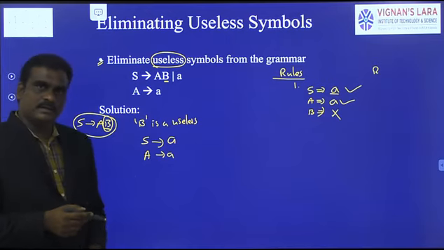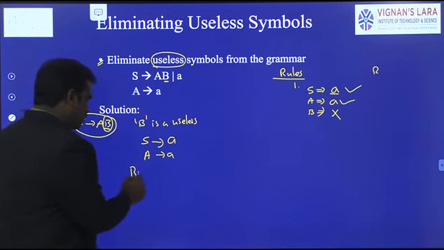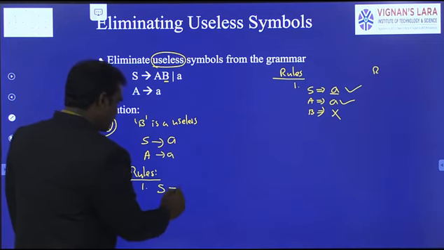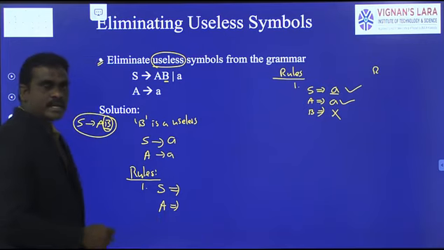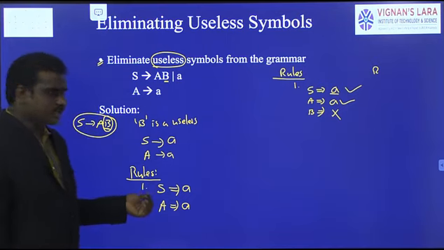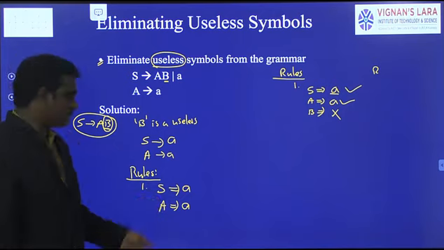Again apply rule 1 and rule 2. What is the first rule? We have a total of 2 non-terminal symbols: one is S, the second one is A. Rule 1 says each and every non-terminal derives a string of terminals. A derives a, so in rule 1, all are useful symbols. There is no useless symbol.